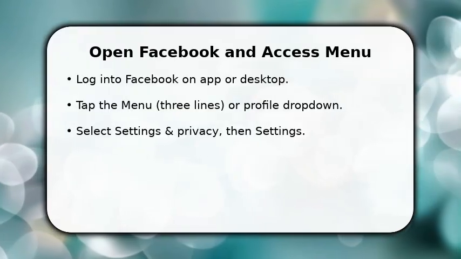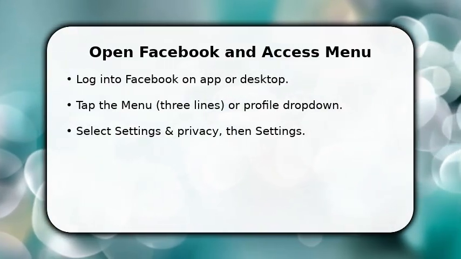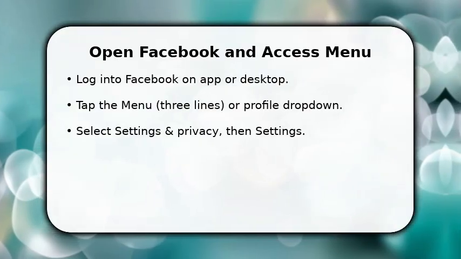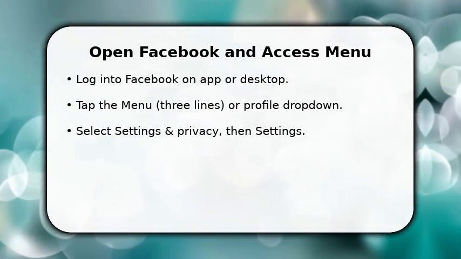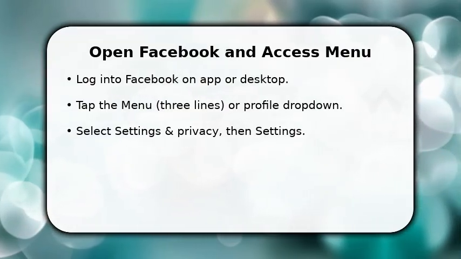You start by opening Facebook and signing in. Make sure you're using the account you want to check. Once done, tap the menu icon, 3 lines on mobile, or click the profile drop-down on desktop. From there, choose Settings and Privacy, then Settings.